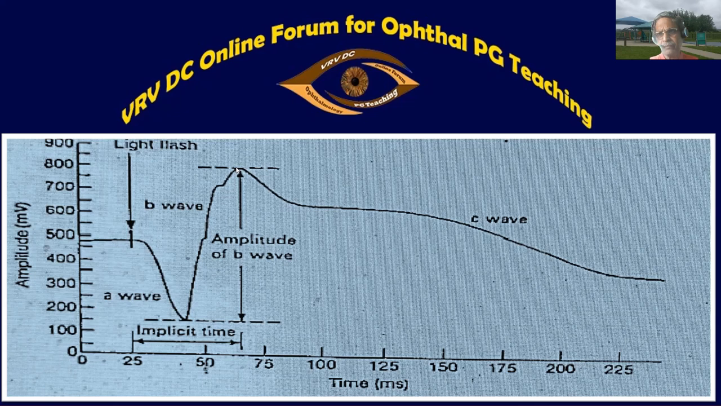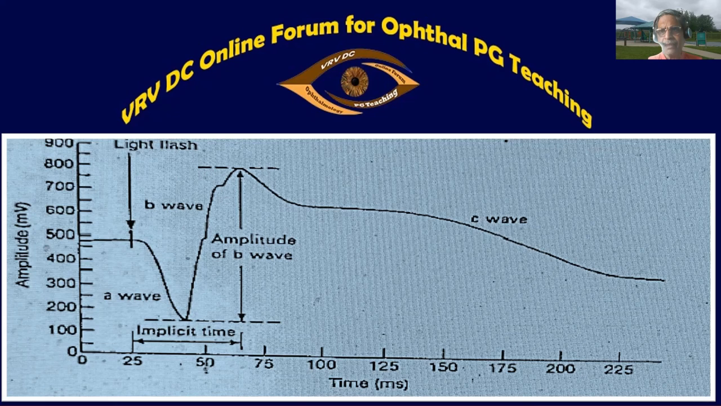One more point I'll tell you. Suppose the light flash starts here. The time taken from the start of the light flash to the maximum impulse of the A wave, in milliseconds, is the implicit time. That's called the A wave implicit time. Same way for the B wave: the time from the starting point of the light to the B wave maximum amplitude is the implicit time of the B wave. Just know there are only two things, amplitude and implicit time.